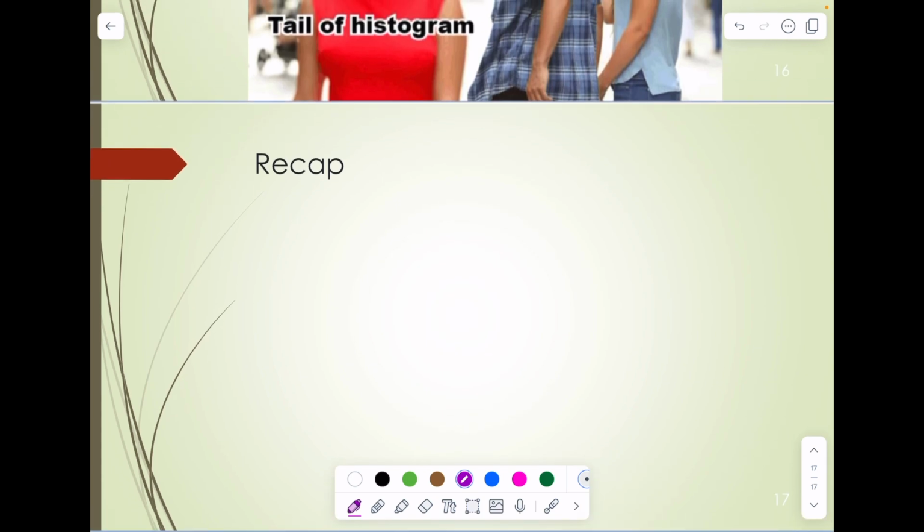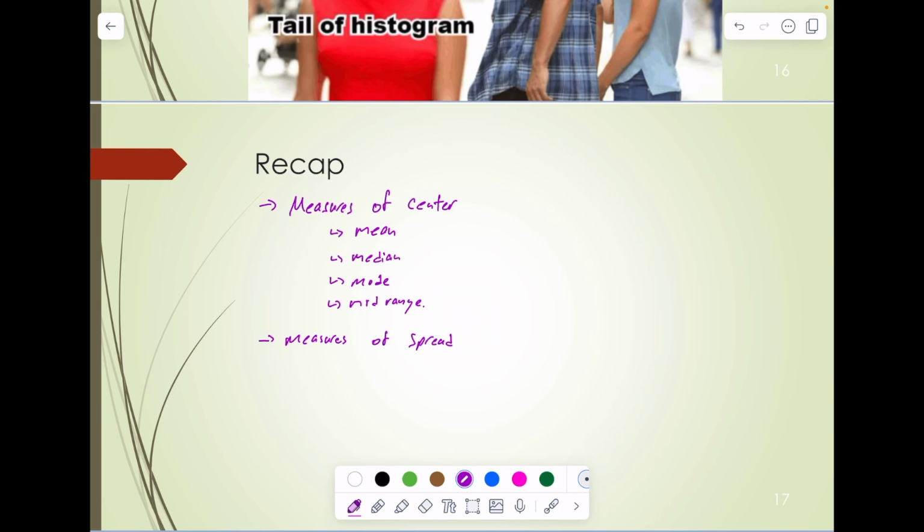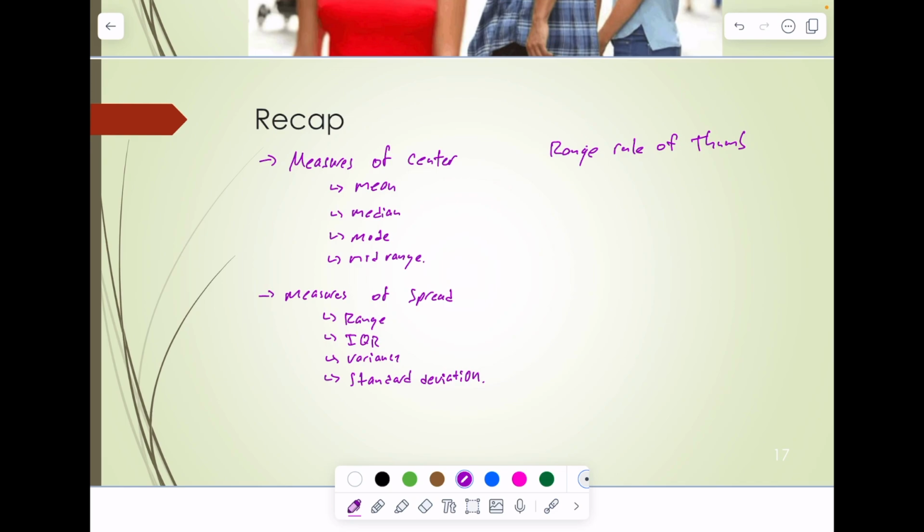All right, let's go ahead and recap. So what we talked about today was measures of center, and there were 4 of them. Then we talked about measures of spread, which gives you an idea of how spread out the data is, and there were 4 of these. After that, we talked about range rule of thumb and z-scores, resistance, and then skewedness. So skewedness involves having a plot with a long tail.